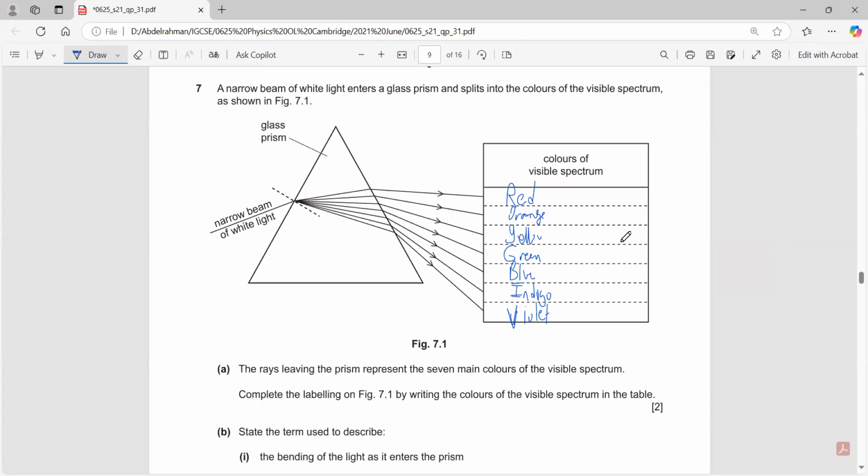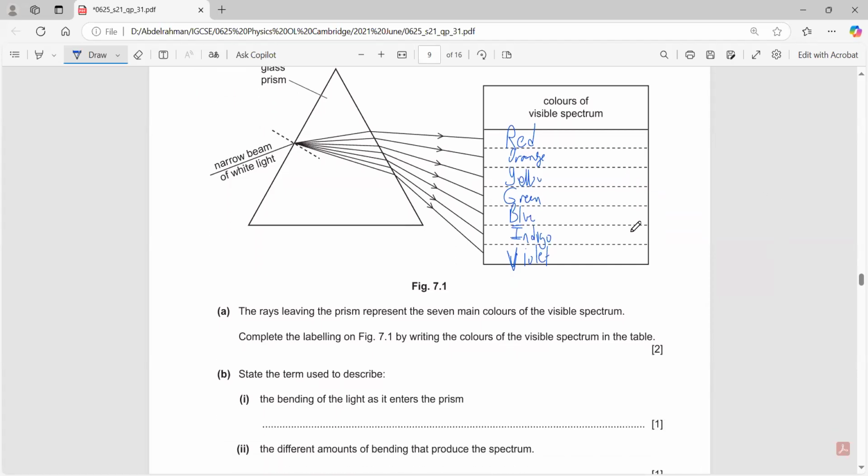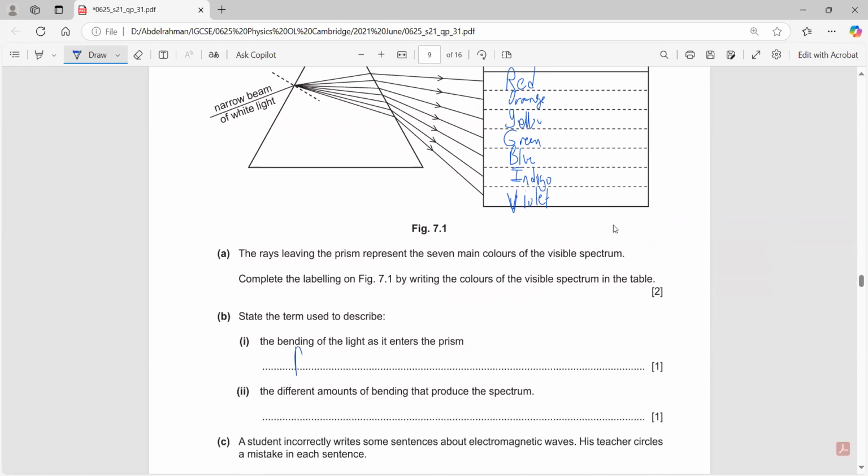State the term used to describe the bending. Most of you would be tempted to say that this is called dispersion, because the light has been dispersed. I have seven colors, but the bending is called refraction. Yes, refraction. Excellent. The different amounts of bending produce this spectrum. How can I produce the spectrum? By dispersion.